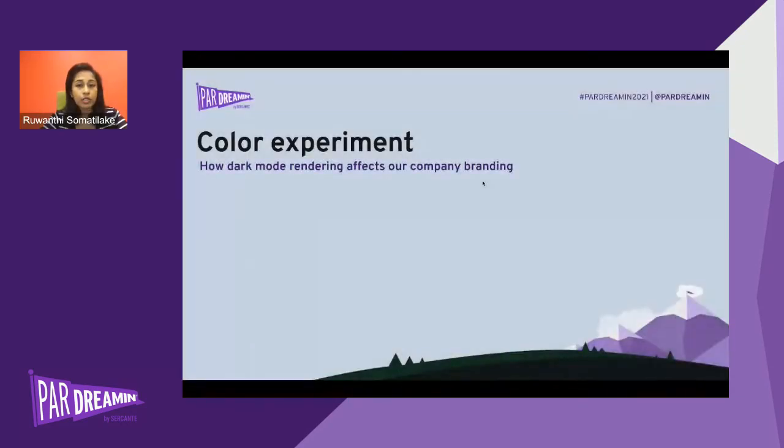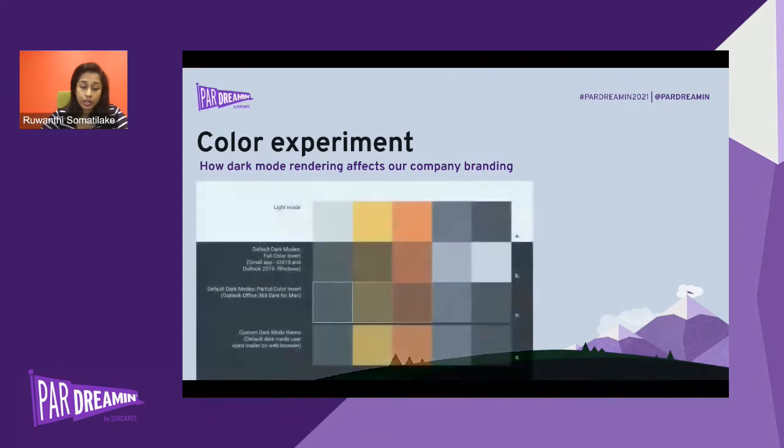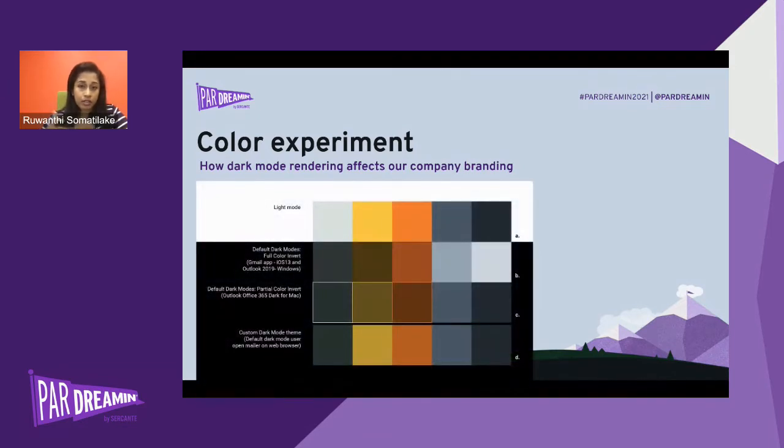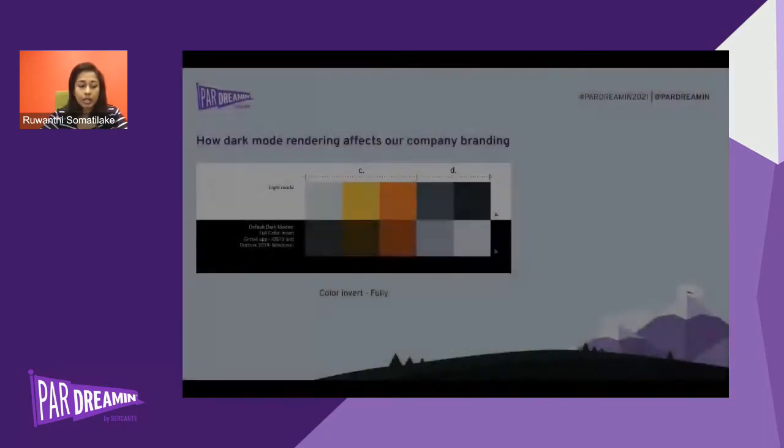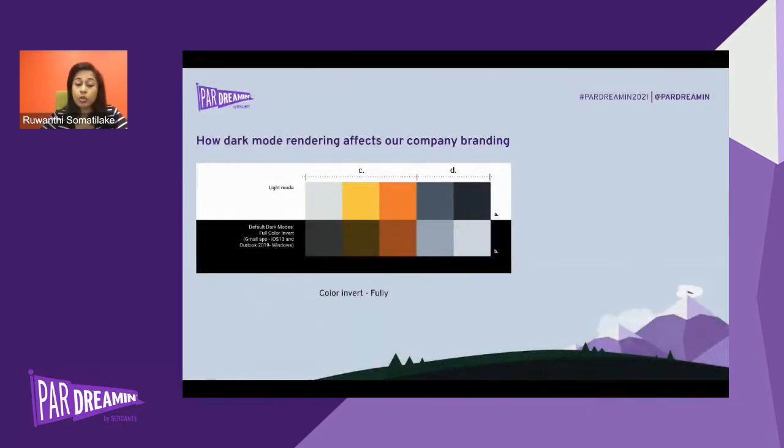Before that, I would like to recommend you to do some color experiments with your corporate colors. Here you can see my color experiment with our company branding. Once you have done this, you can get a better idea about how your company colors change in each email client. These are the email clients who fully convert the colors. You can see light background change into dark background, as well as dark colors change into light colors.